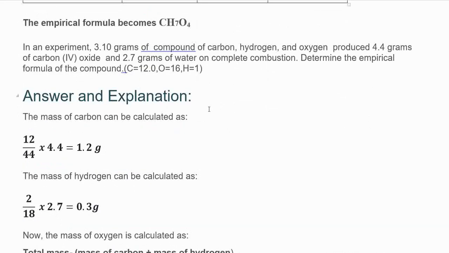In an experiment, 3.1 grams of a compound of carbon, hydrogen, and oxygen produced 4.4 grams of carbon dioxide and 2.7 grams of water on complete combustion. Determine the empirical formula of the compound. Carbon is equal to 12, oxygen is equal to 16, and hydrogen is equal to 1.